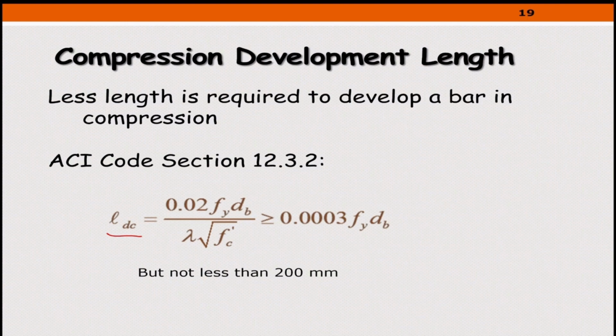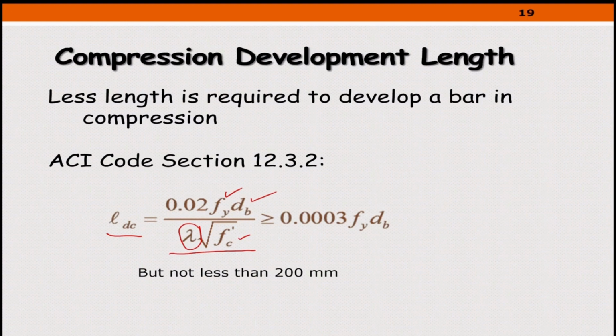And the equation of the ACI code is pretty simpler, in which we apply in this equation here that LDC, development length in compression, is equal to 0.02 F yield dB divided by lambda square root of FC prime. This means that the development length in compression is only a function of the material characteristics of steel and concrete and the bar diameter, in addition to whether we're using lightweight concrete or normal weight concrete.